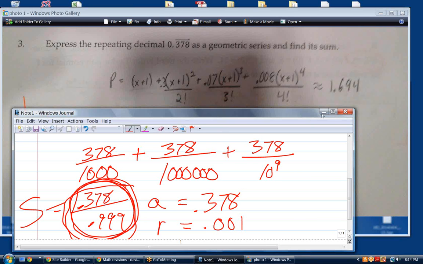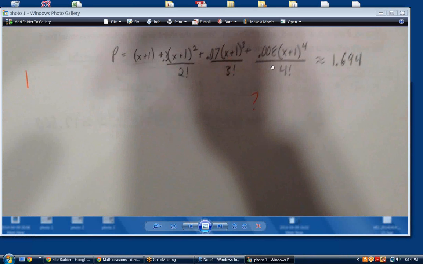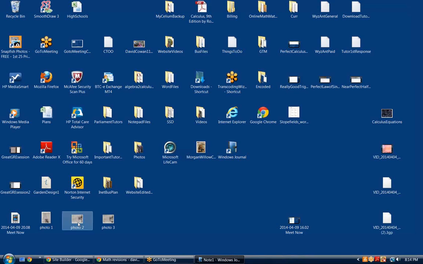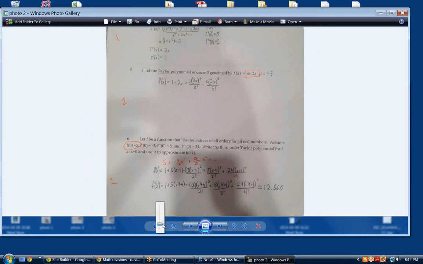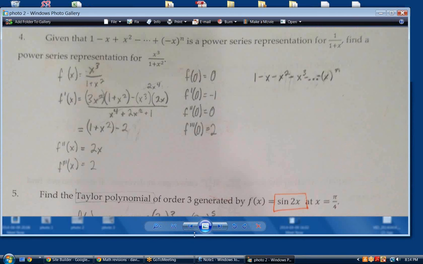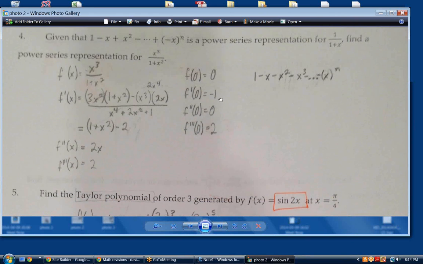Okay, let's go on to the next page. I haven't had a chance to look at this yet. This one, I guess. You got this? Kind of. Let me just look at it for a moment. Oh, so you just did a Taylor series. Yeah, but I didn't do the right one.